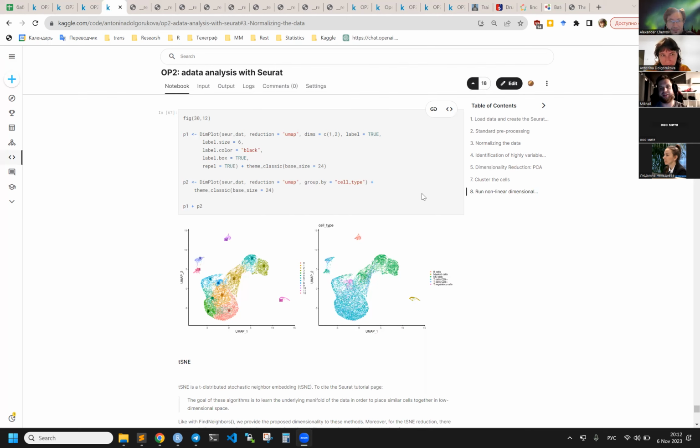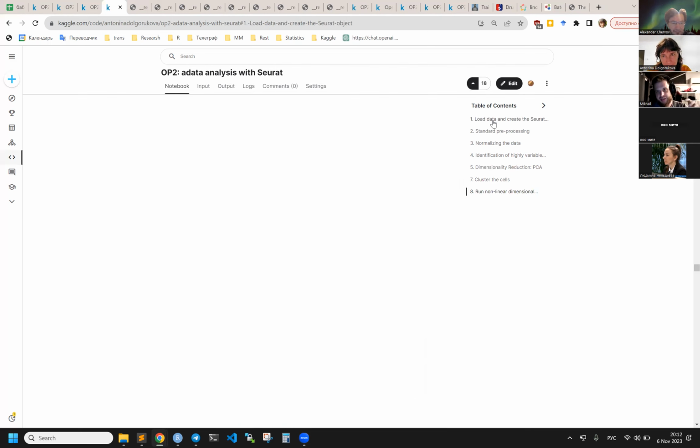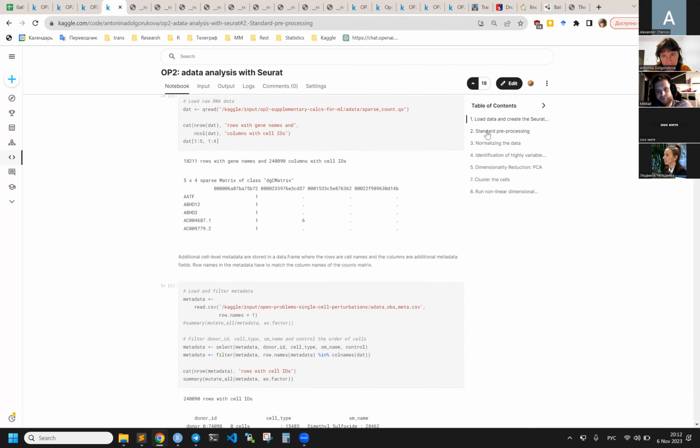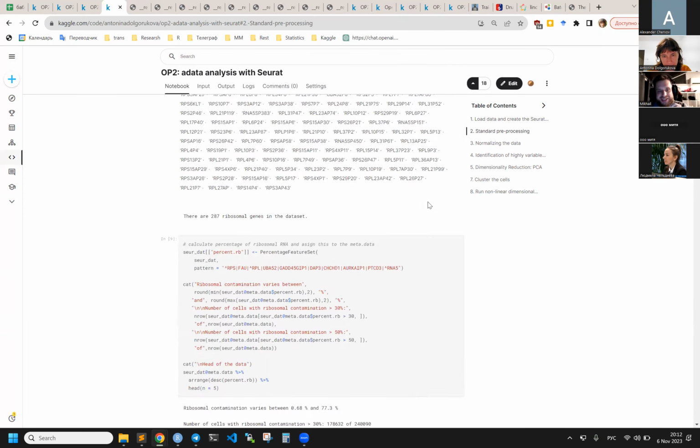Can you elaborate a little on the very first violin plots? What does it actually mean?